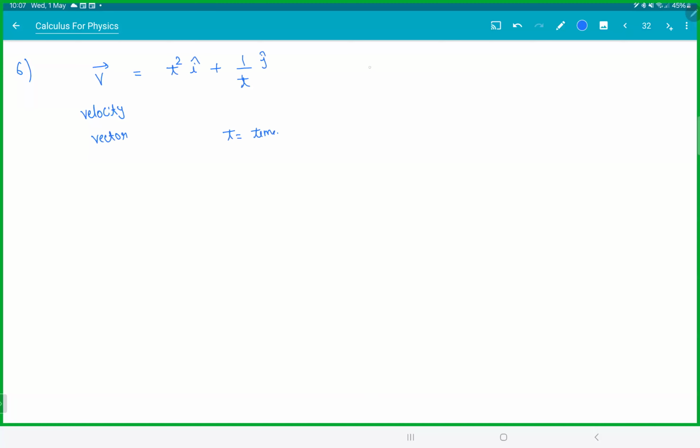And a bar is the acceleration vector, which is nothing but dv bar by dt. So if you differentiate v bar once, you'll get acceleration, isn't it? Change in velocity by time. So the first question is: find a bar as a function of time t. This is how I will write it. Remember in the beginning I told you what a function is. So indirectly I'm asking you to just differentiate dv by dt. That's it, just differentiate this.